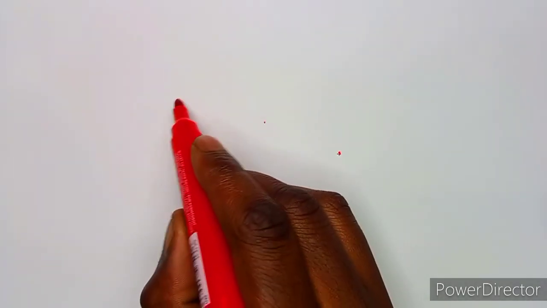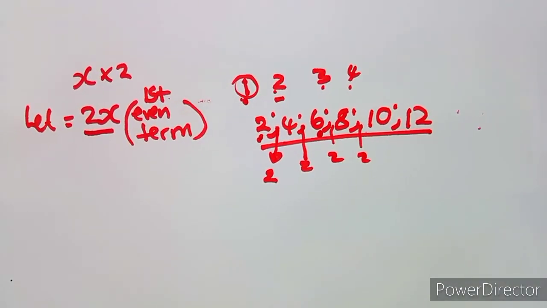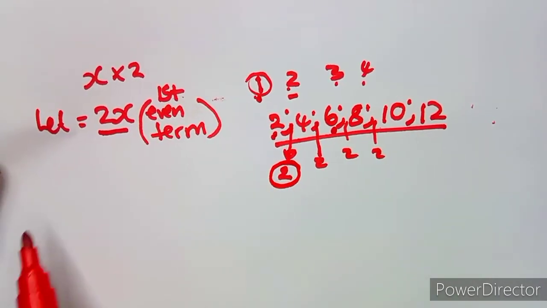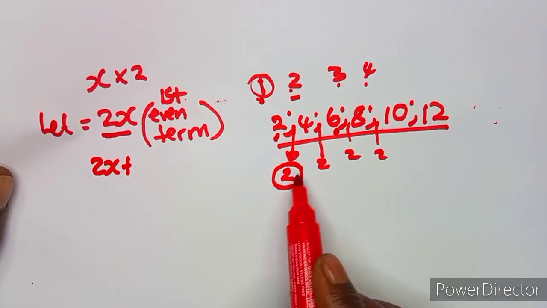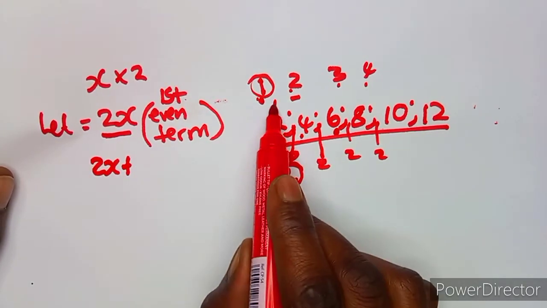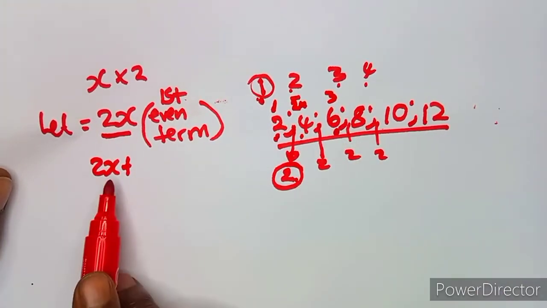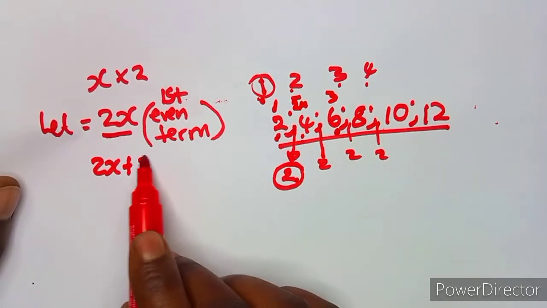So we're going to take 2x, which is our first even term. But what are we going to do with this 2x? This is what is important. There's a difference of 2. So the second term is going to be 2x plus the difference, just like this is your first term, this is your second term, this is your third term. So the second term is going to be 2x plus the difference of 2.